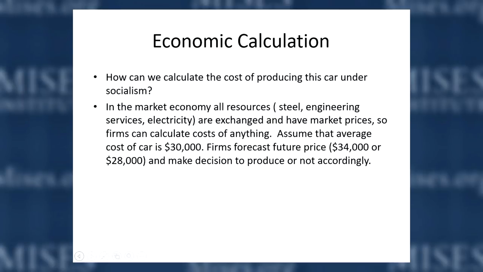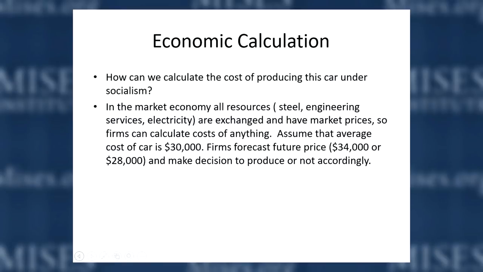Now, you don't know for sure what consumers will be willing to pay for the item. That's an entrepreneurial judgment. You have to look to the future for that. Entrepreneurs can make mistakes, but when they make mistakes, unlike the socialist planners, they know they made mistakes because of profit and loss. So if they project the price of $34,000, let's say this car is just being planned.